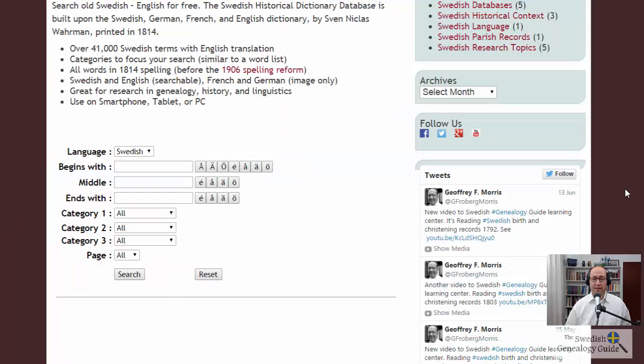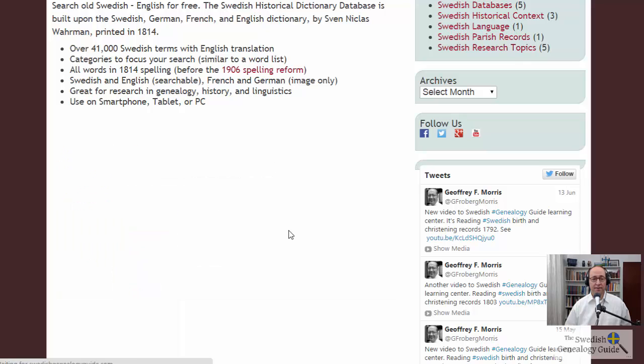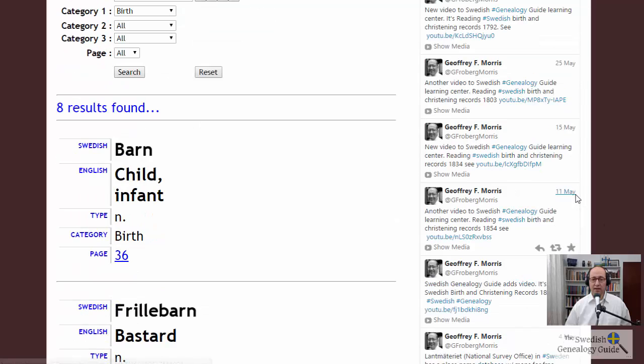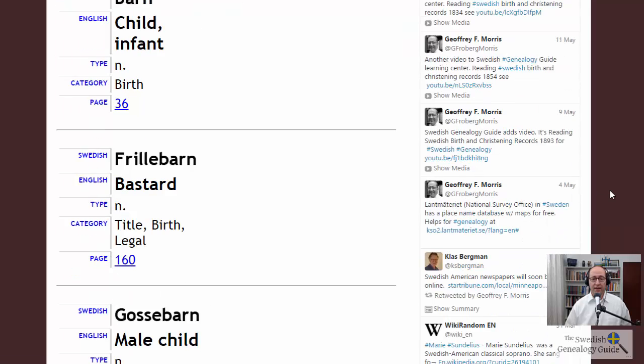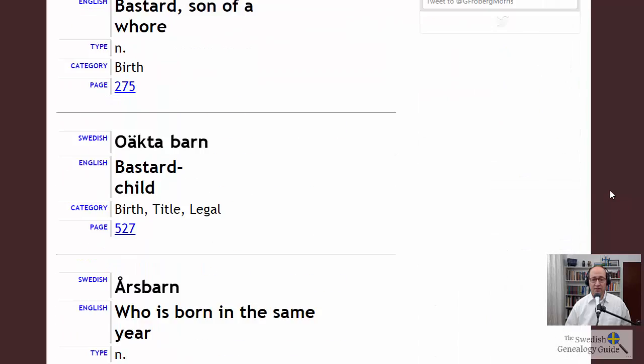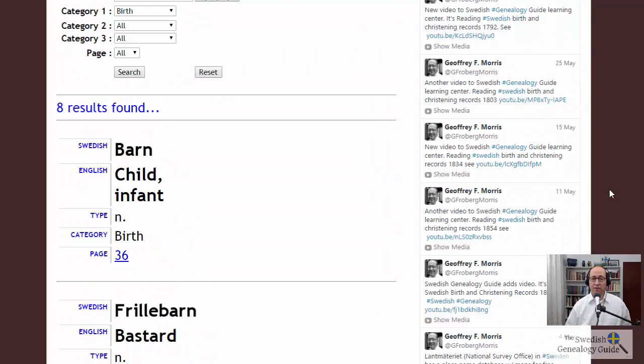I scroll down. The nice thing about this database is you can do a partial word search, or in this case, an ending search. So I click on the field that says ends with, and then I just type in A-R-N. And then we're working in birth and christening records, so I'm going to go to category, click on birth, and run the search. I scroll down and we saw that there's only a single letter in front of the ARN. So barn would be the one that would make the most sense here, meaning child or infant. And if you wanted, you could go through the other 7 entries and see that there aren't any other words that have just a single letter in front of it. So barn is the right word here.